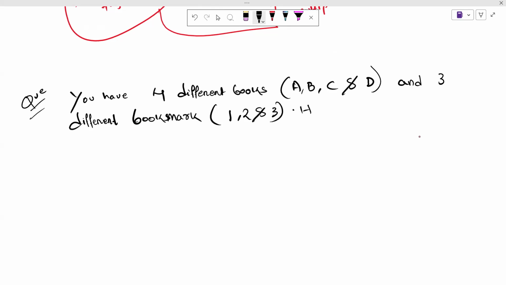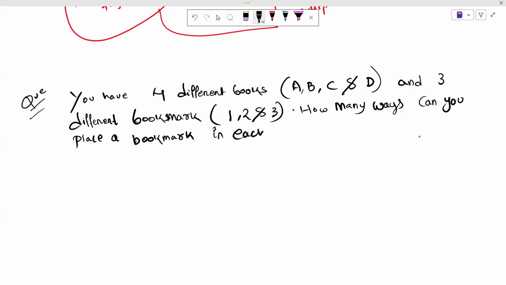So the question is, how many ways can you place a bookmark in each book? This is the question. So please pause the video and start solving this one.